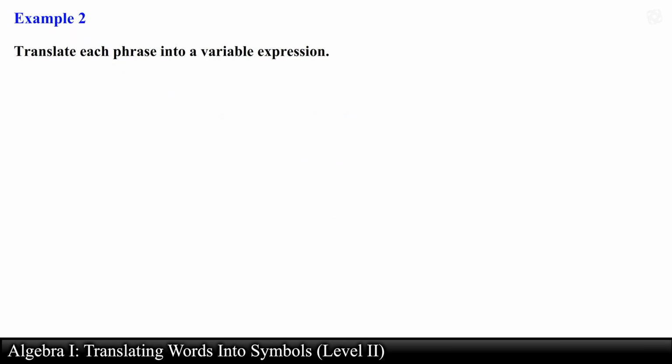Let's try this one. 5 times a number. This phrase is describing a product because of the key word times. This phrase translates to 5 times n, or 5n. Let's try the next one. A number decreased by 11. This phrase represents a subtraction between two numbers because of the key word decreased. So this phrase translates to n minus 11.